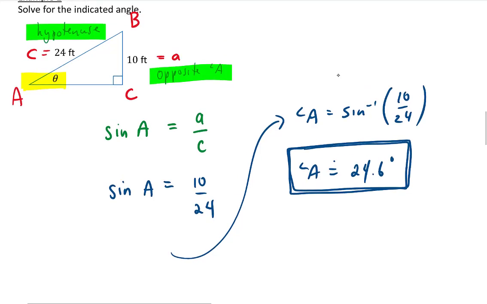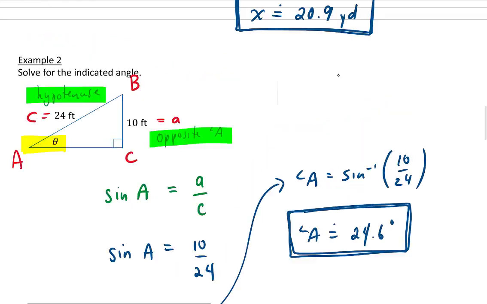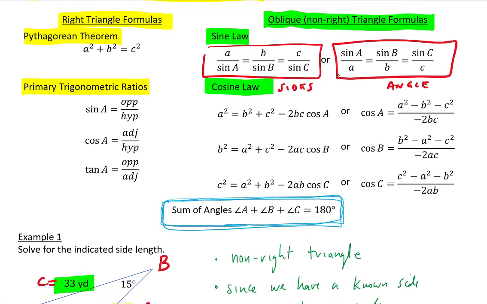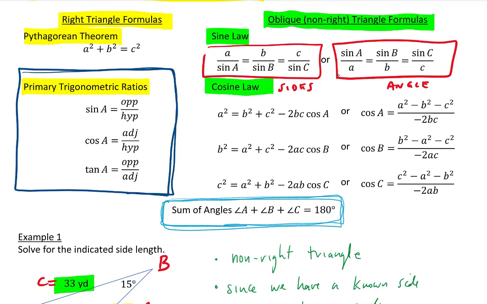So once again, since we had a right triangle, we go back to our right triangle formulas. We could have used Pythagorean theorem if we were looking for the third side. Since we're looking for an angle, in this one, we needed one of the primary trig ratios.